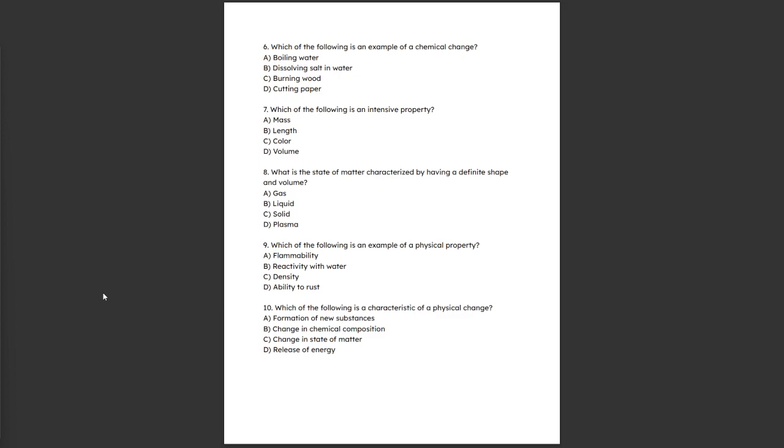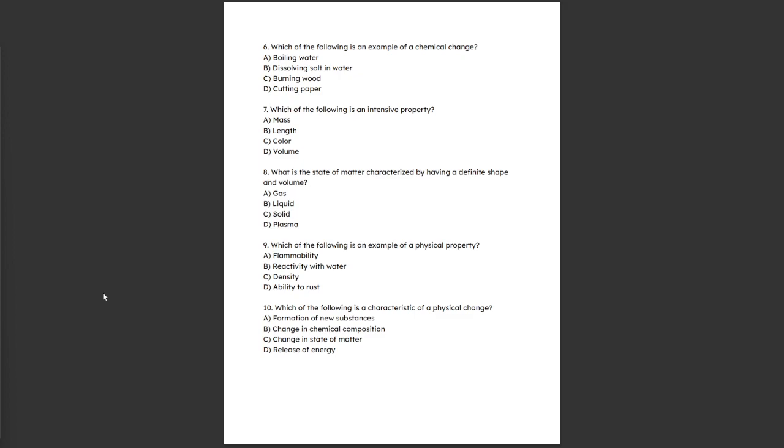Number 8, what is the state of matter characterized by having a definite shape and volume? This is pretty much directly from our notes on state of matter. This is C, solid. That is memorization, and that is something you should have known for a long time.